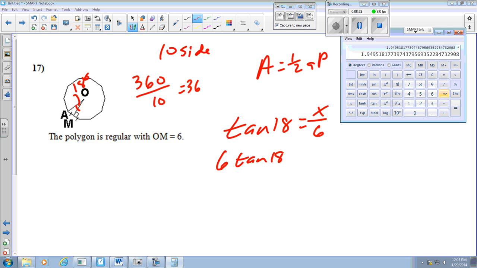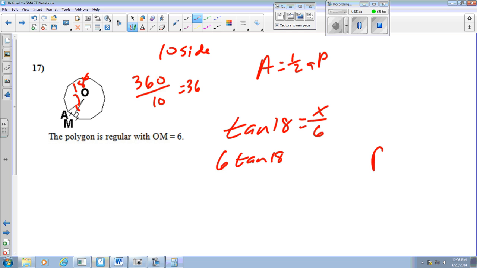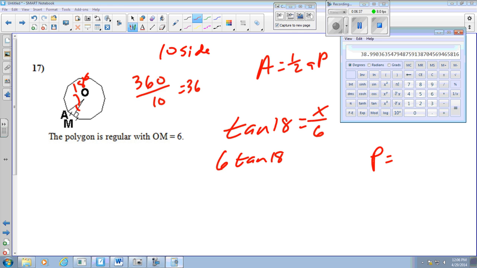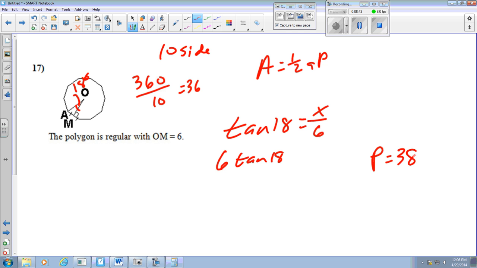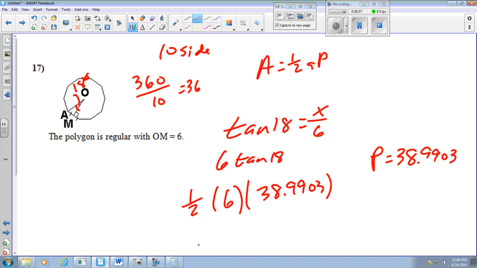So I'm going to then multiply it by 20 because there's two of those per side, 10 sides. And so I know that the perimeter now is 38.9903. And I'm going to find the area: 1/2 the apothem times the perimeter, 38.9903, and I'll let you get that on your calculator.